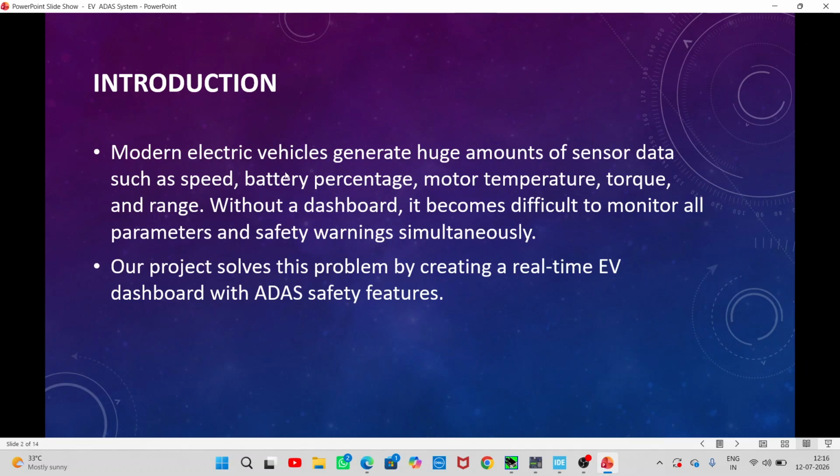Now, modern electric vehicles generate multiple sensor values like speed, battery percentage, and motor temperature. But the drawback is that the driver faces a difficult situation monitoring all these values at the same time. So our project solves this problem by creating a real-time EV dashboard with ADAS safety features. We divided the project into two parts: one is the EV part and the other is the ADAS part. ADAS means advanced driver assistance system. Then move to the next slide.